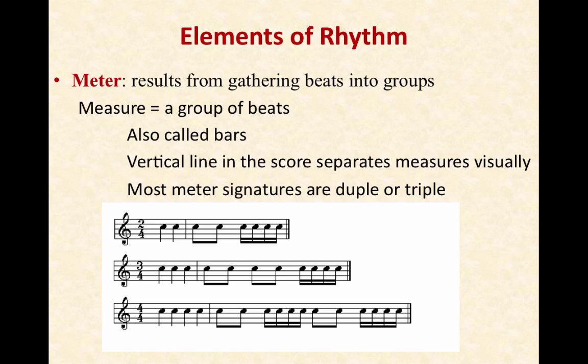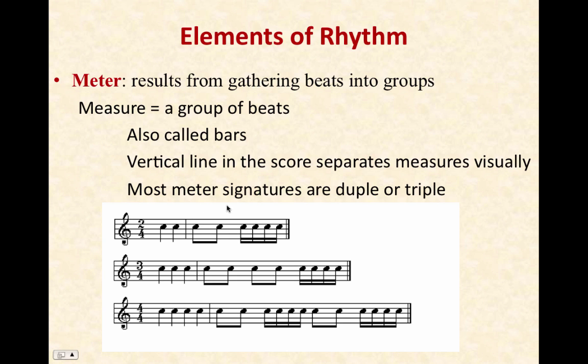When we look at beats in music, we have to put them into groups in order to write the music down. These groups are called meter. Meter keeps everyone together. In a group of beats, we put them together into a measure or a bar of music.